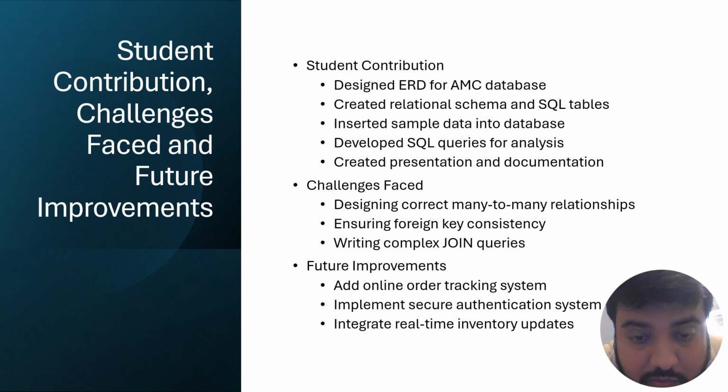Another improvement that can be done is to integrate real-time inventory updates so that stock levels are always accurate. Overall, this project gave me a strong understanding of how database systems are used in real-world business environments. So in conclusion, the AMC database system is an efficient and scalable solution that helps to manage business operations in a structured and reliable way.